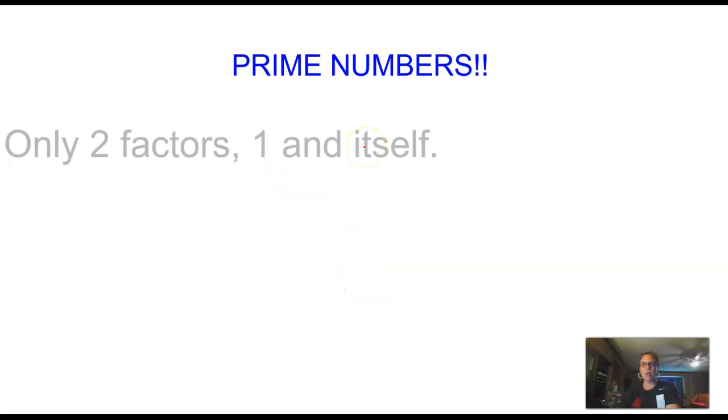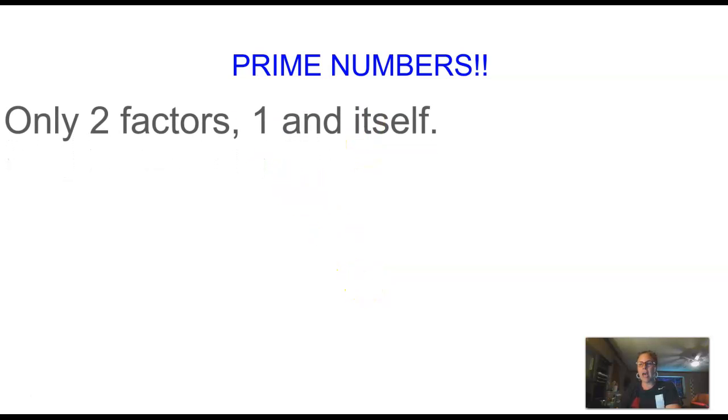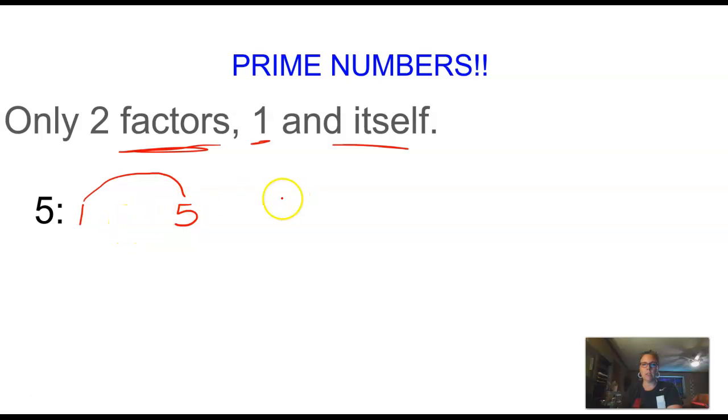Prime numbers only have 2 factors. They have 1 and itself. So the number 5, if you were to do the factor rainbow, all you could come up with would be 1 and 5, because it's not even, and 3 and 4 don't go into it. So our factors would be 1 and 5, and it is a prime number.